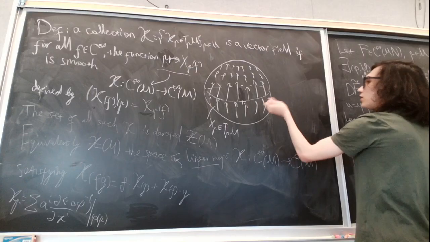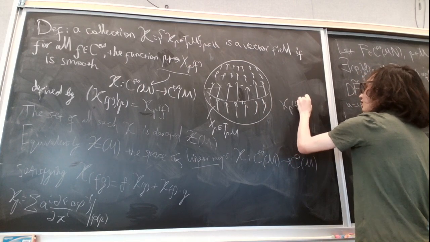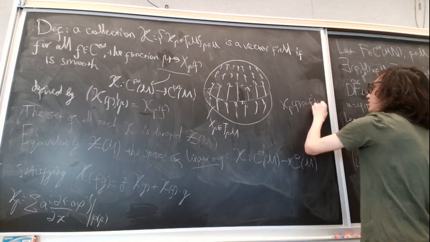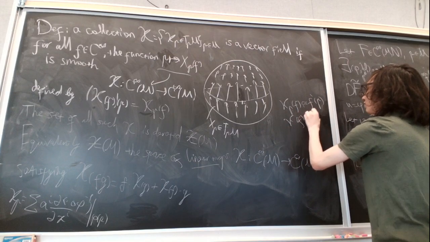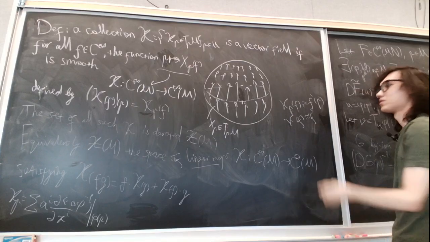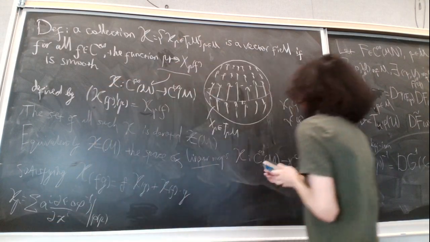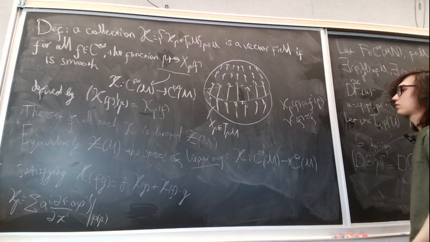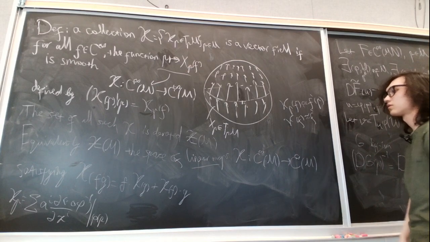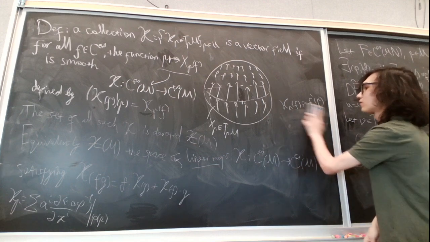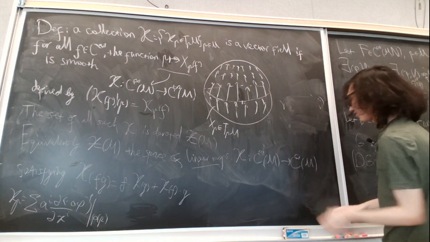If you think of X_p of f as kind of like f prime of p, then X of f is kind of like f prime, just as a function. Yeah, but the difference is now that I'm not just taking a derivative, I'm taking a derivative in a particular direction. And I could be taking derivatives in different directions at different points. That's okay. It's fine.